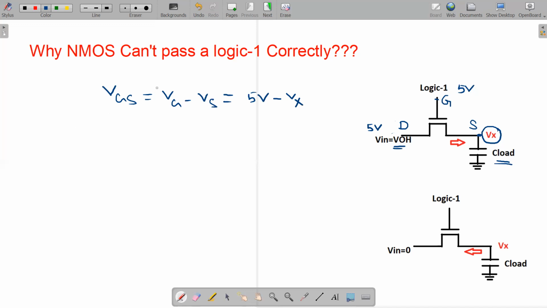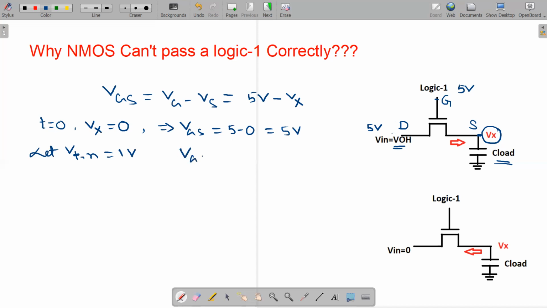At the beginning of our analysis, we assume that in the previous operation, this load capacitor C load was fully discharged, that is there is no previously stored charge inside the capacitor. That means at time t equal to 0, the capacitor is fully discharged, that is the node voltage Vx is 0. So at t equal to 0, VGS is 5 minus 0, that is 5 volt. If we assume the threshold voltage of NMOS VTN equal to 1 volt, then VGS is greater than VTN, so the NMOS transistor will be on.